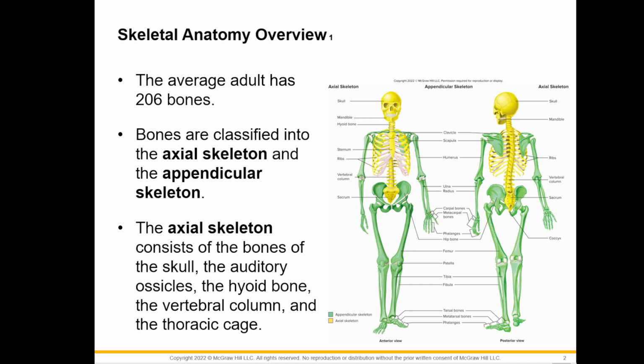Axial skeleton consists of bones including the skull, the auditory ossicles in our ears, the hyoid bone, the vertebrae, and the thoracic cage. Basically, the axial skeleton are the midline bones, the bones found in the middle of the body. That's how we define axial skeleton. So the ones that are only found in the middle.